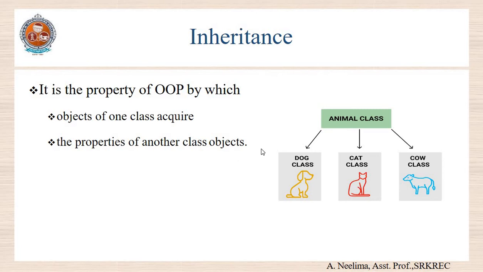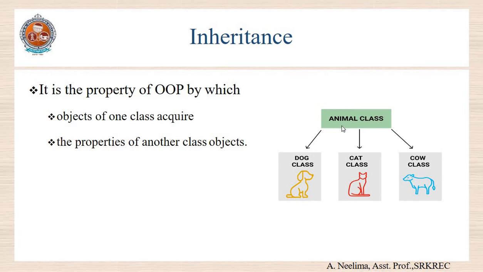So here we have a class, that is animal. From there we are deriving other classes: dog class, cat class, cow class. So these three are the derived classes which are derived from the animal class. So whatever features animals have, all those features will be there in the dog class, cat class and cow class.